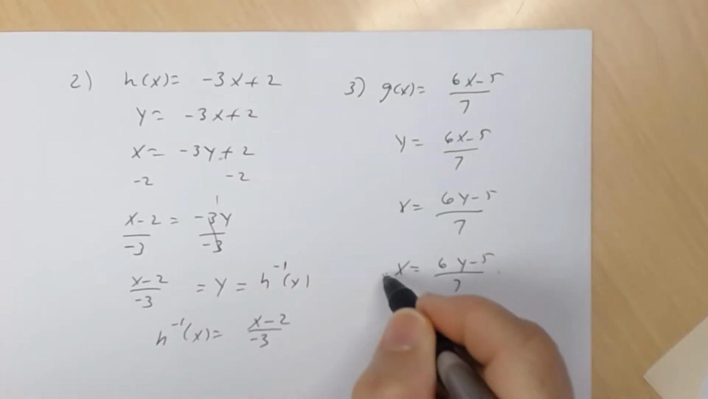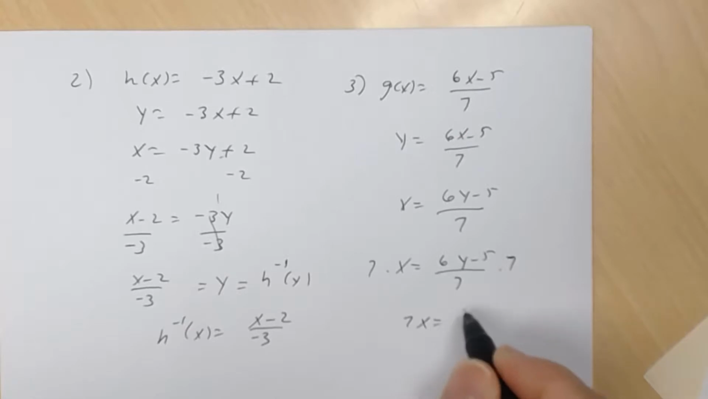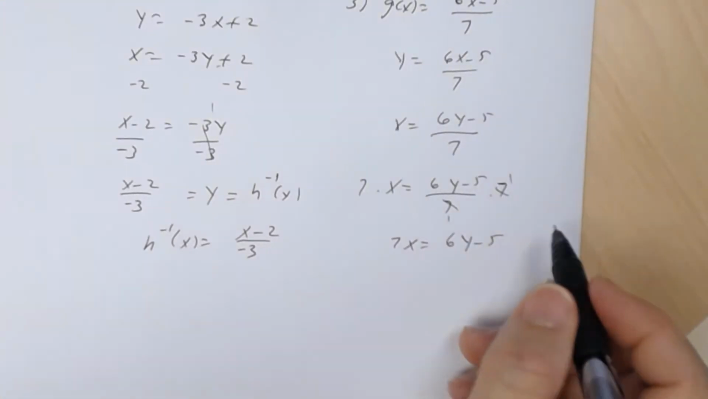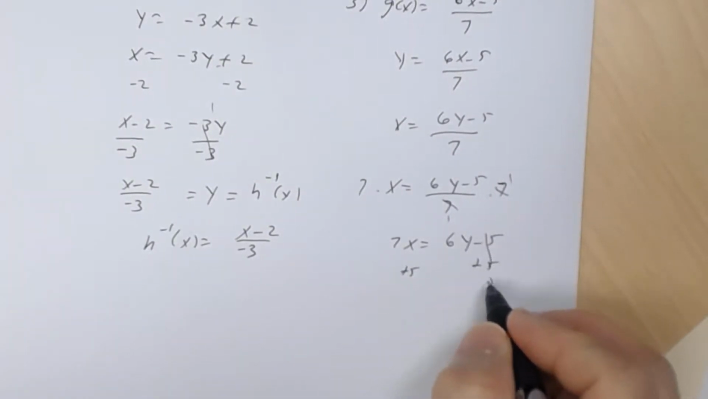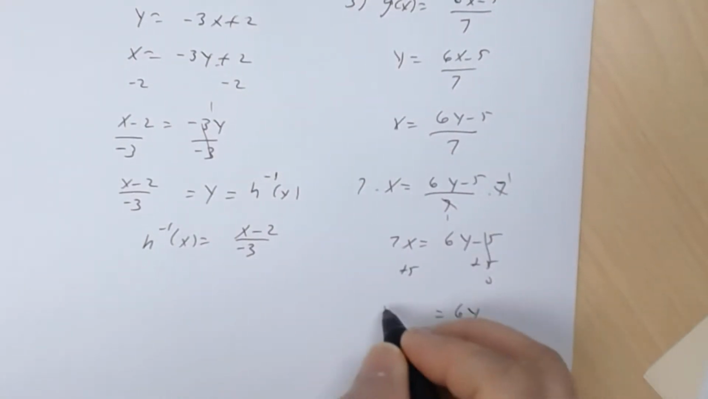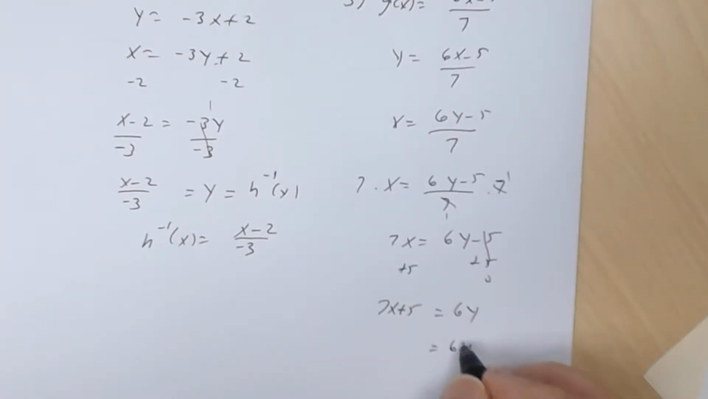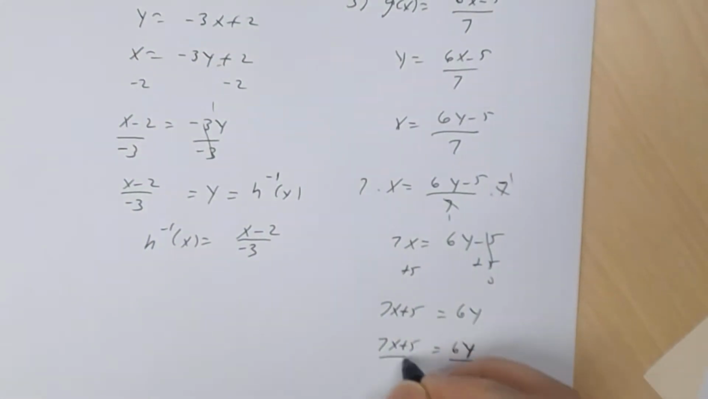So you can multiply both sides by 7. So I get 7x equal, these divide out, 6y minus 5. Then I add 5 to both sides. And so I get 6y equal 7x plus 5. And then, that's 6y. So then divide both sides by 6.